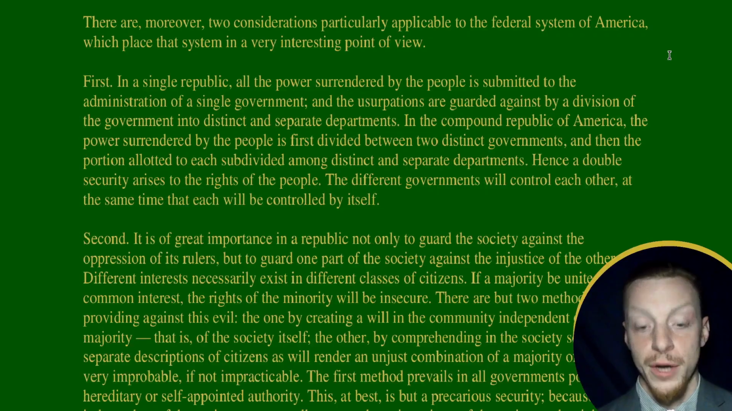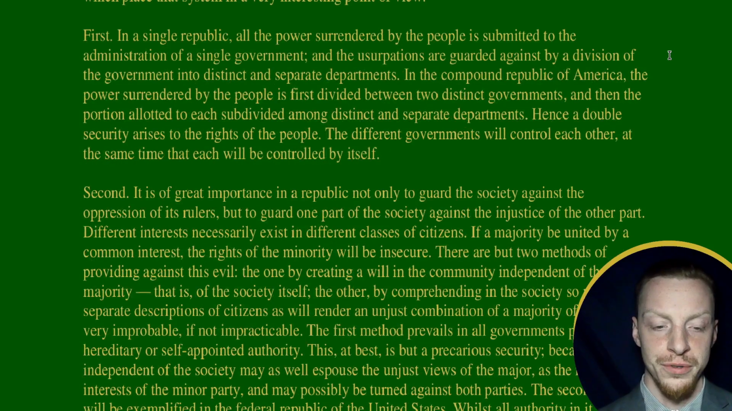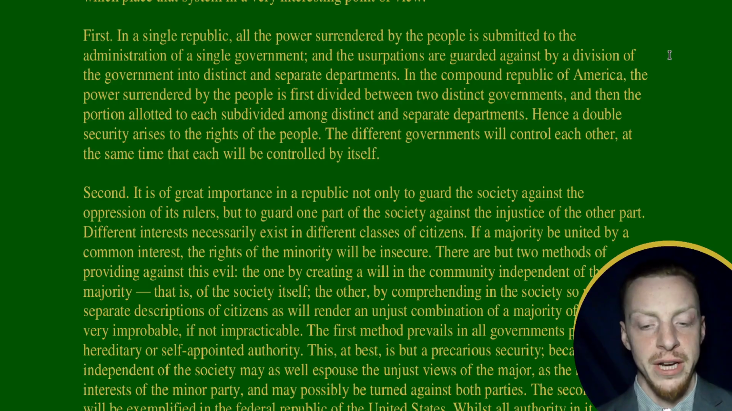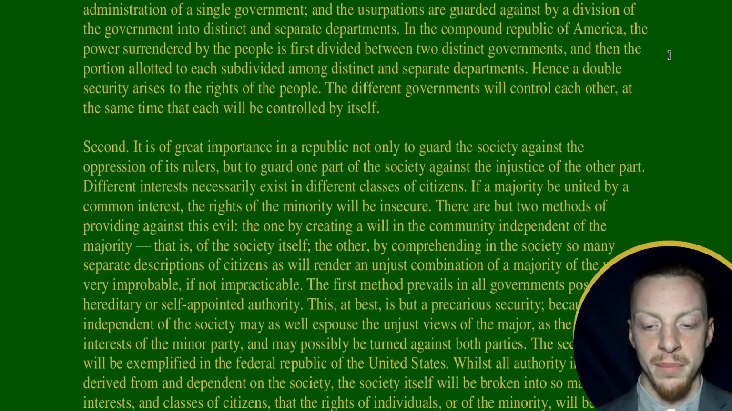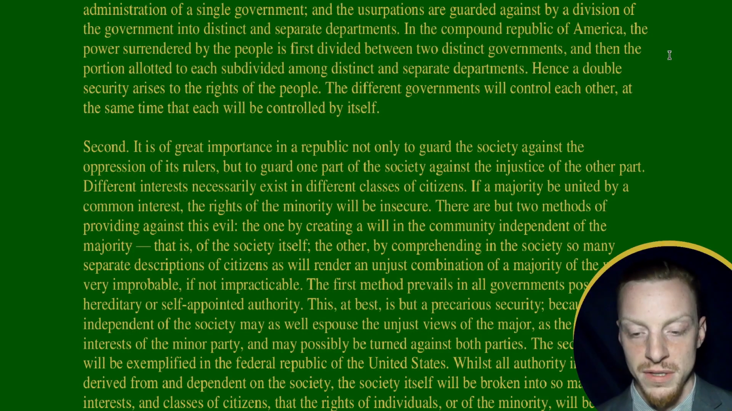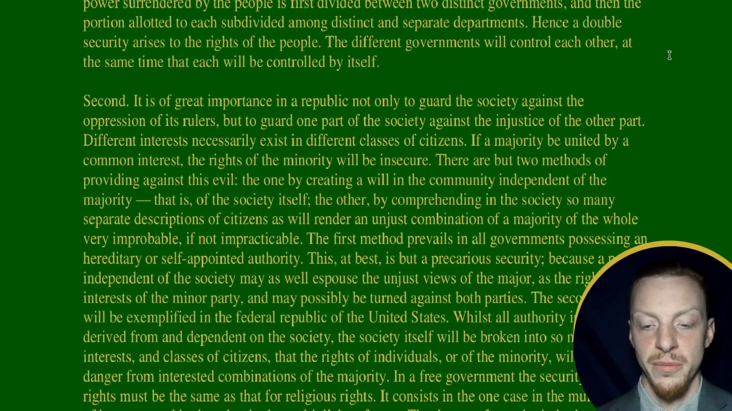There are, moreover, 2 considerations particularly applicable to the federal system of America, which place that system in a very interesting point of view. First, in a single republic, all the power surrendered by the people is submitted to the administration of a single government, and the usurpations are guarded against by a division of the government into distinct and separate departments. In the compound Republic of America, the power surrendered by the people is first divided between 2 distinct governments, and then the portion allotted to each subdivided among distinct and separate departments. Hence, a double security arises to the rights of the people. The different governments will control each other at the same time that each will be controlled by itself.